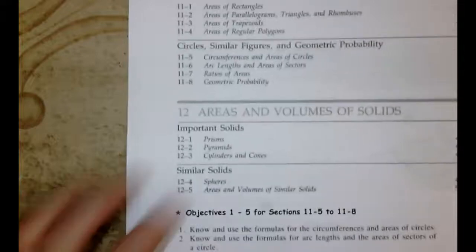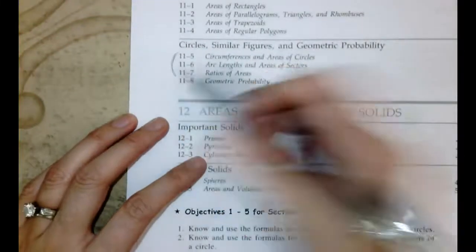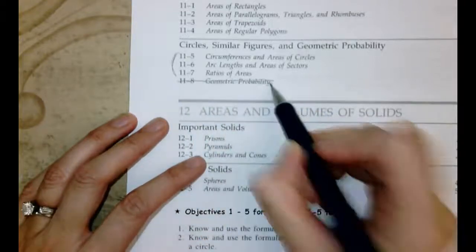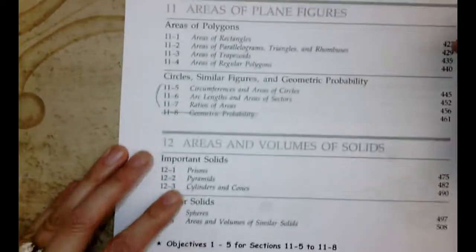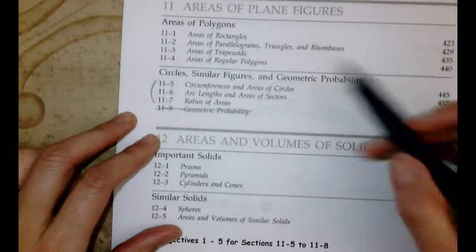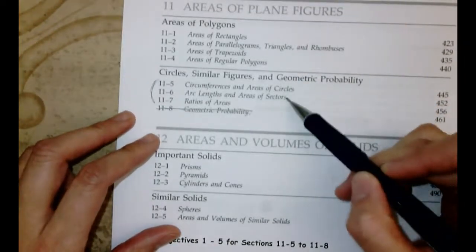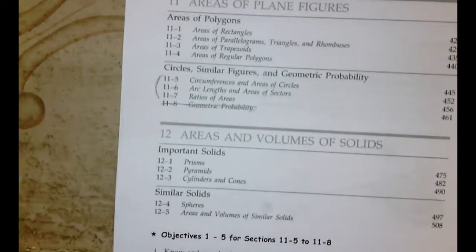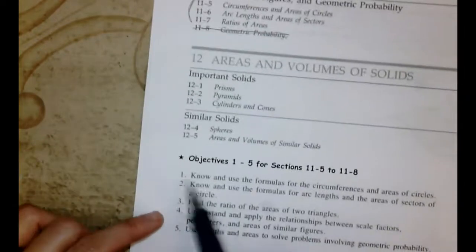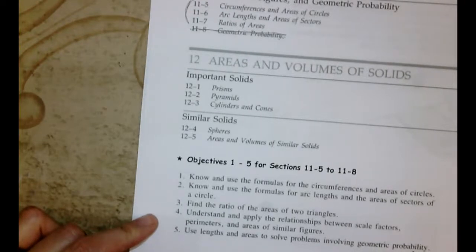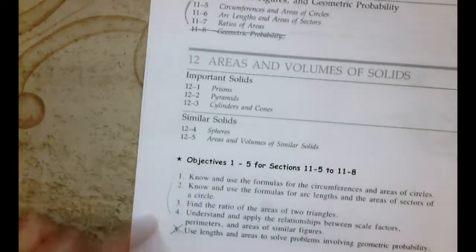And so we are going to do these 3 sections, and we are not going to do geometric probability. Because we didn't do too well on the quiz, a lot of problems that were in the quiz will also be on the test in addition to these problems. Okay, all right. So these are the objectives, except we don't use this one. Okay, so we have 4 objectives to go over.